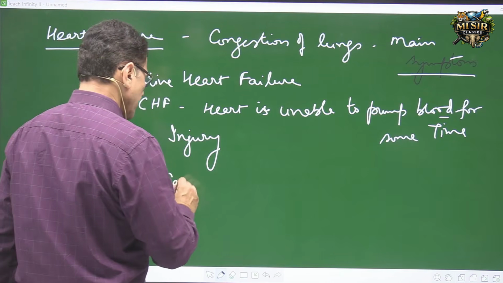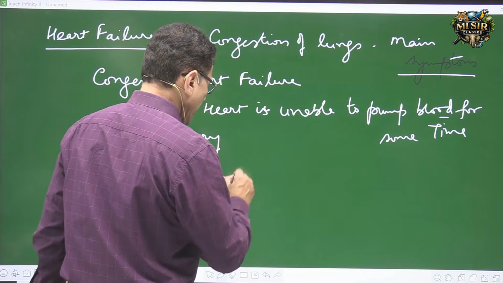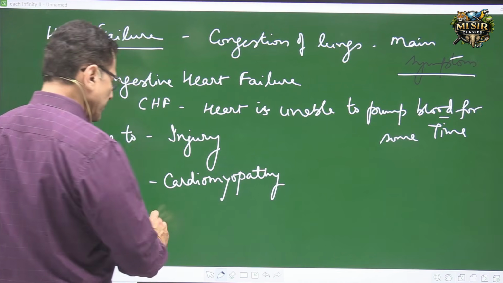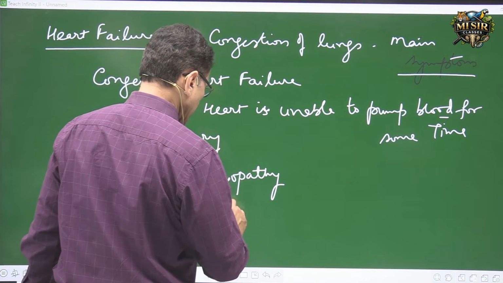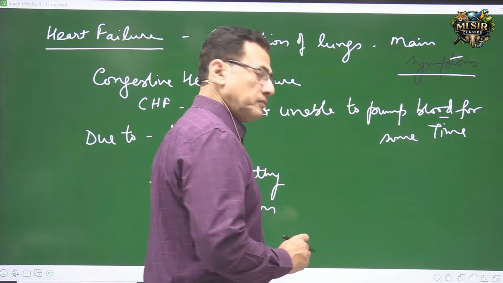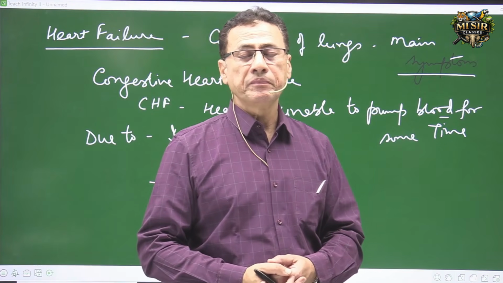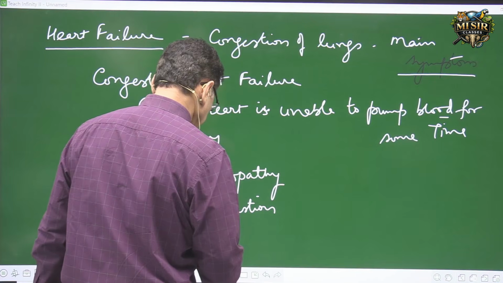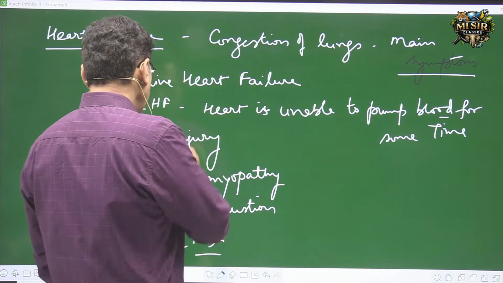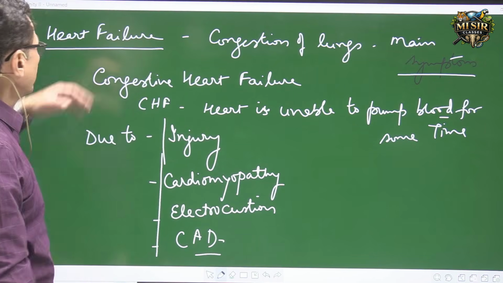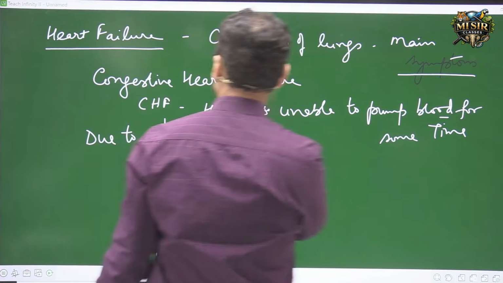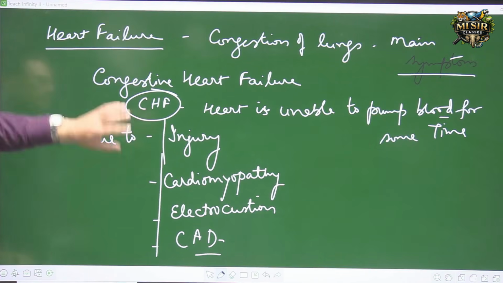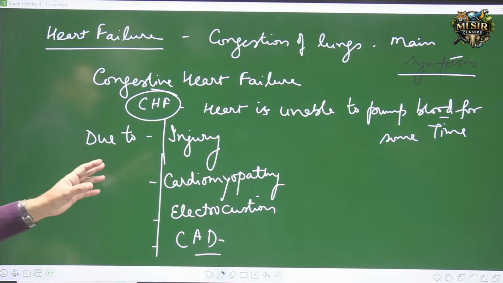It may be due to cardiomyopathy, that is abnormality in the cardiac muscles. That may be due to electrocution, that is accidental electric current. That may be due to any other reason also. Blockage, CAD, coronary artery disease. They all lead to congestion of lungs. This disease is called congestive heart failure, CHF. Heart is unable to pump the blood to the entire tissue. This can be reversed if diagnosed well in time.